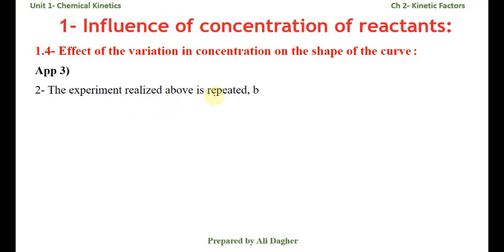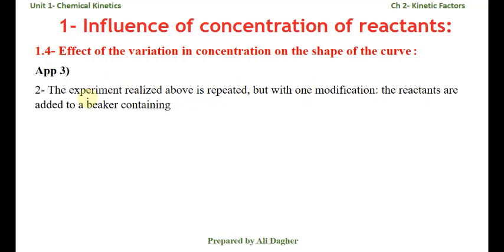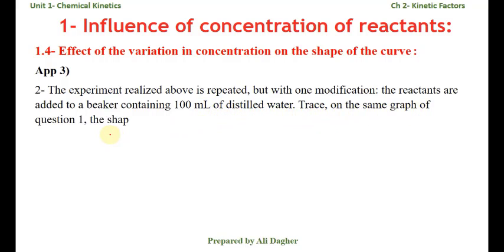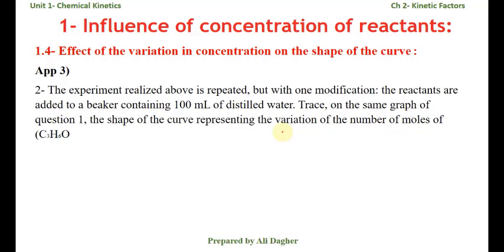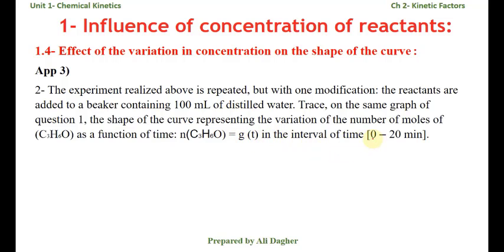Part 2. The experiment realized above is repeated but with one modification. The reactants are added to a beaker containing 100 milliliters of distilled water. Trace on the same graph of question 1 the shape of the curve representing the variation of the number of moles of C3H6O as a function of time, n C3H6O equal Gt, in the interval of time 0 to 1 minute. Justify.